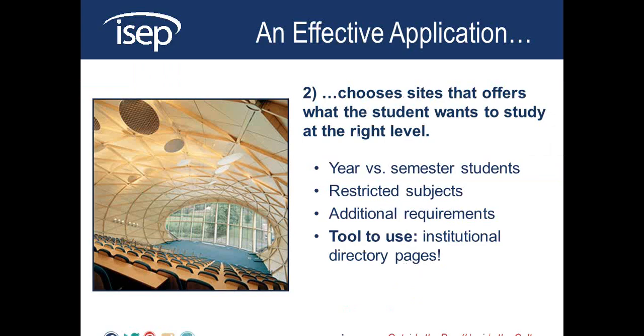An effective application also chooses sites that offer what the student wants to study at the right level that they're looking for. It's important to note that most of our universities in the UK do have at least one academic restriction that affects applications. It's important to check the directory page of each institution to see if your student even qualifies to study there. I can tell you from experience that the majority of applications that cross my desk do not qualify for at least one of the sites that the student has chosen.